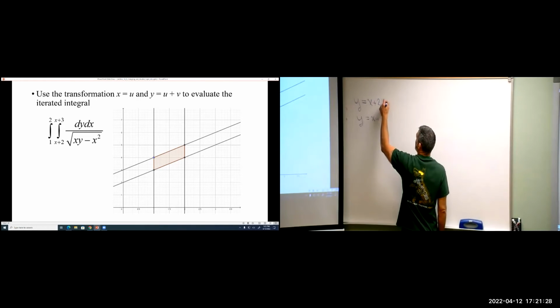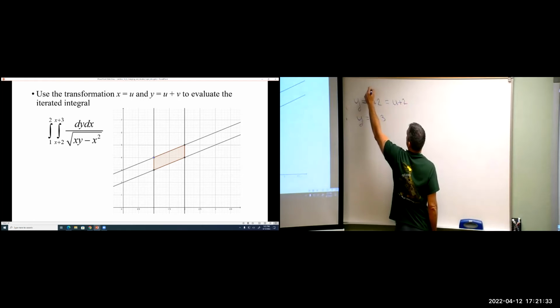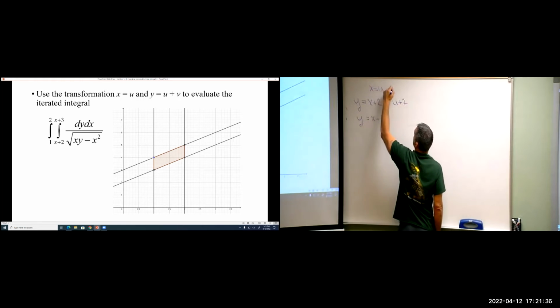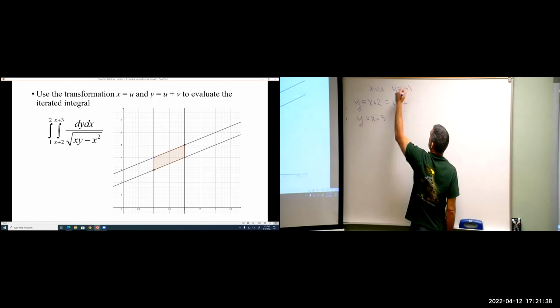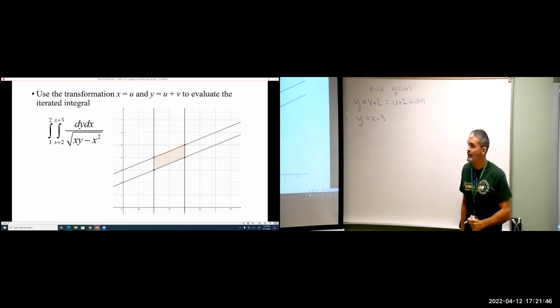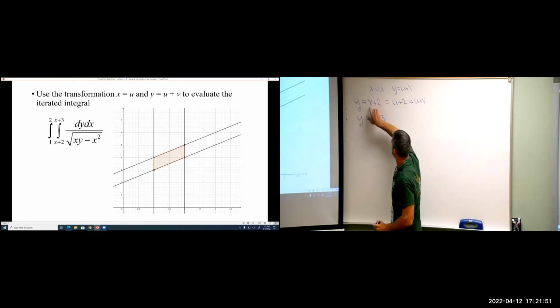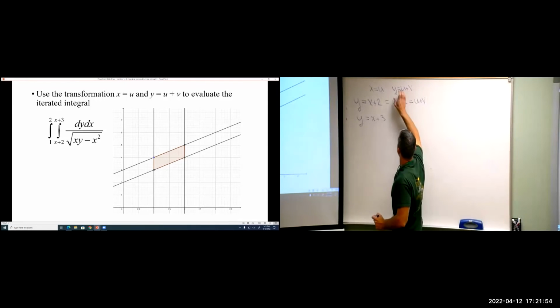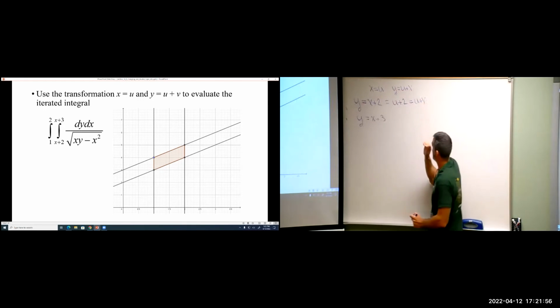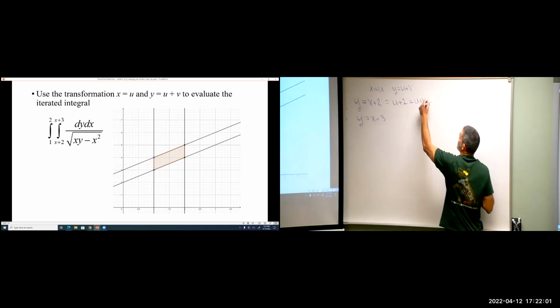This is going to transform into u plus 2, because we know x equals u and y equals u plus v. Well, that's going to be equal to u plus v. Because y is equal to u plus v, x is equal to u, so you plug the u in here, there's the u plus 2. And then instead of setting it equal to y, we set it equal to u plus v. And that results in v being 2.